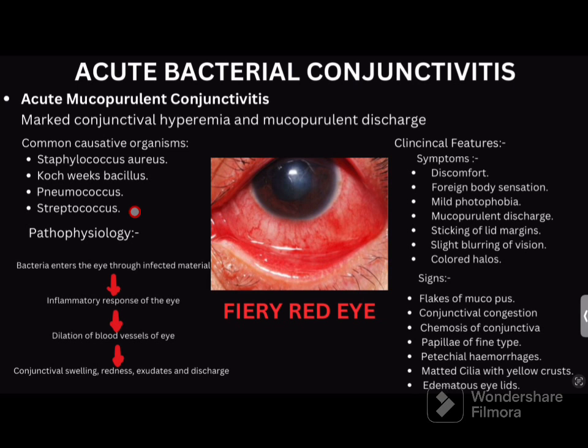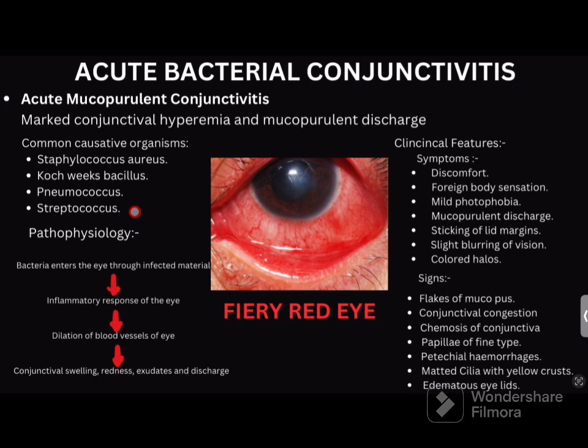Now coming to the pathophysiology. What actually happens is that bacteria spread through infected material. For example, there is someone who is already having an acute bacterial conjunctivitis and you just came in contact with the person, you shake hands or something, then the infected eye discharge from that person may pass on to you. So once the infected material comes in contact with the eye, the bacteria will enter the eye.